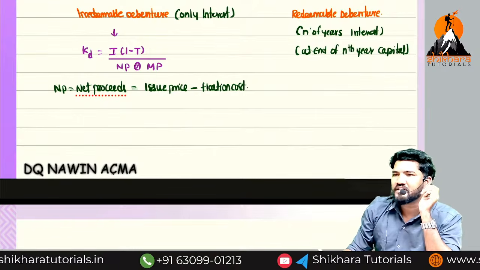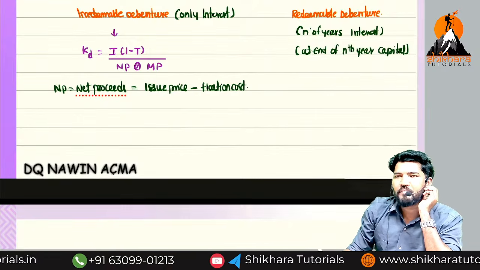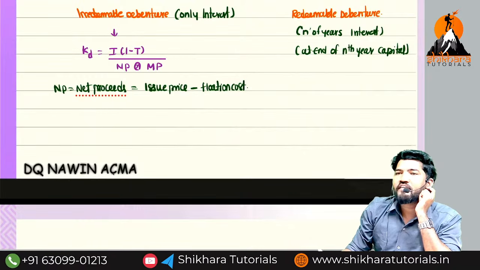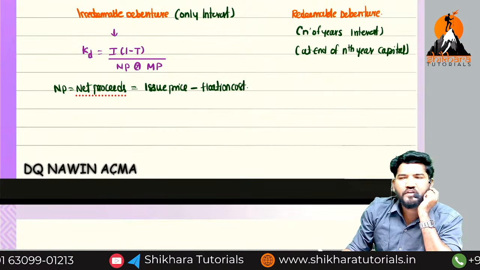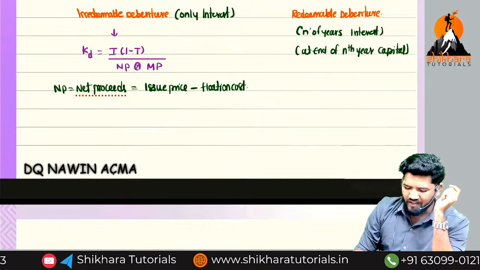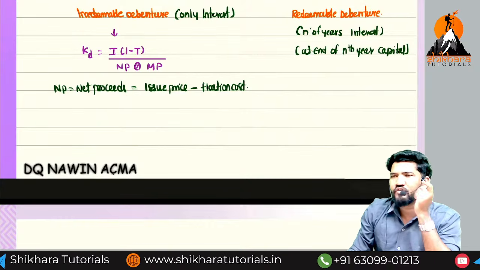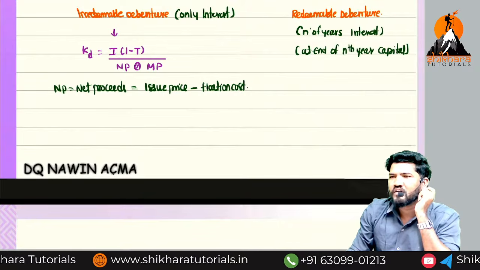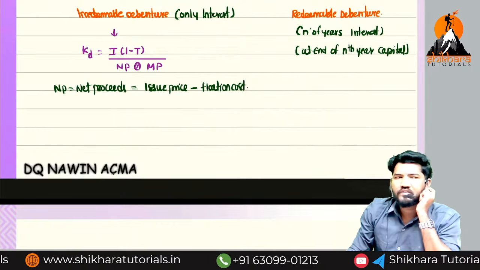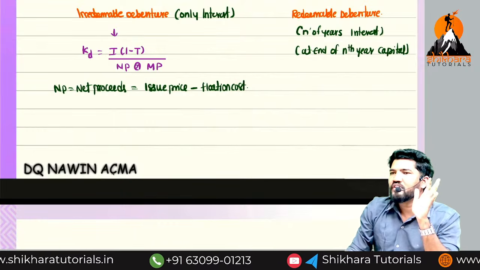Underwriting commission, simple. As per law, for debentures, what is the maximum? 2.5%. For equity shares, 5%. That is not required; they will give it clearly in the question paper if there is a flotation cost. If there is no flotation cost, net proceeds is nothing but the issue price. Are you okay now?